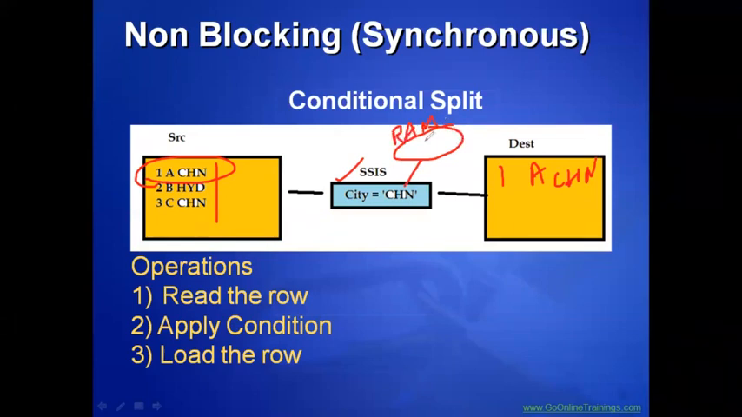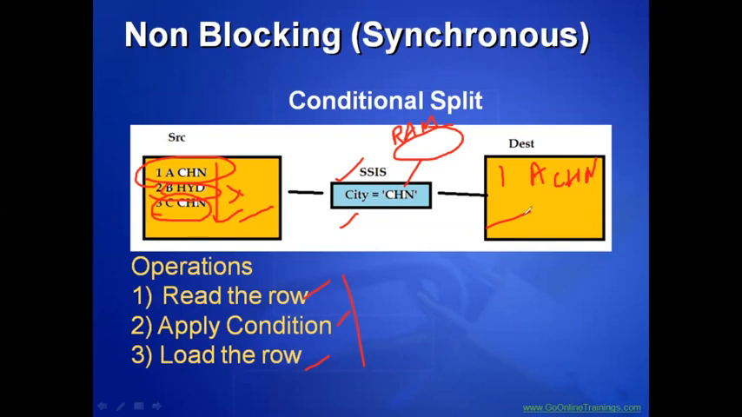So synchronous transformation means you read the row, you apply condition, and you load the data. There is no delay. Then you read the next row. So this is false, so leave it. You read the next row, it is true. So you read, you apply something, load it. It is not going to be keeping any data in the RAM. So synchronous transformation need not have the RAM space, and these are very, very fast.